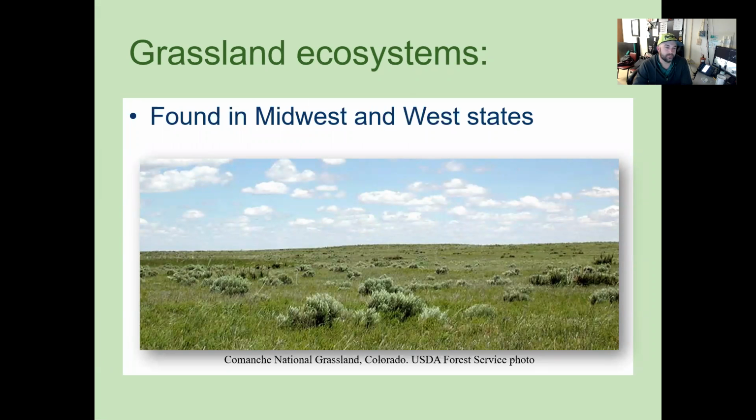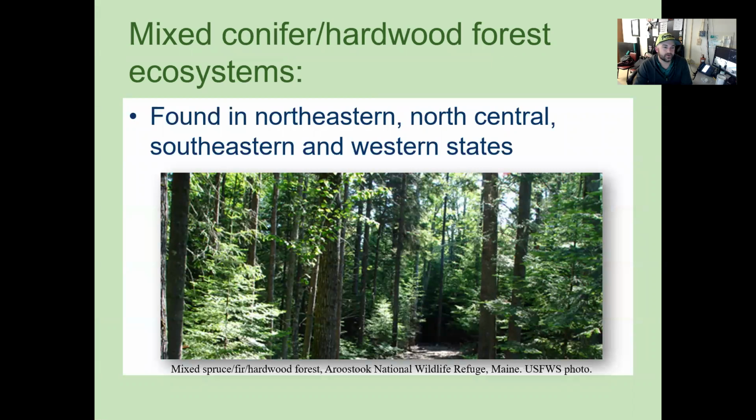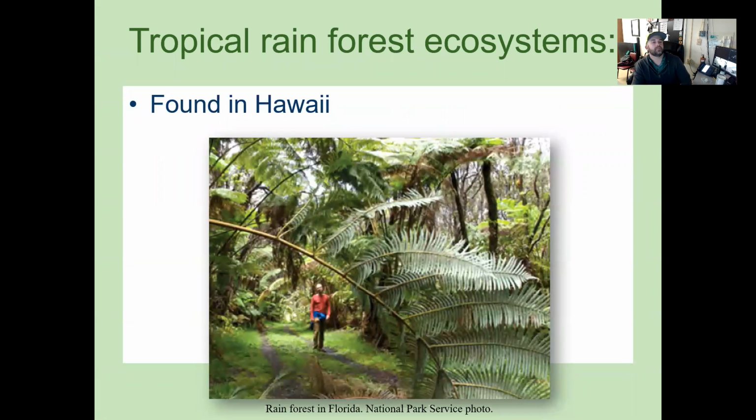Grassland ecosystems are found in the Midwest and western states, such as Kansas and heading west. Hardwood forest ecosystems are found in east central and Midwest states. You can definitely find some here in Pennsylvania too. Mixed conifer hardwood forest is found in the northeastern, north central, southeastern, and western states. Swamp forest ecosystems, think of the Ozarks, are found in states along the Mississippi and southeastern coastal rivers. And tropical rainforest ecosystems are found in Hawaii.